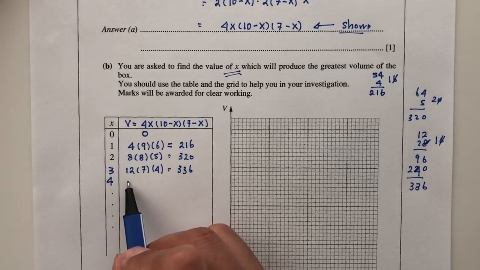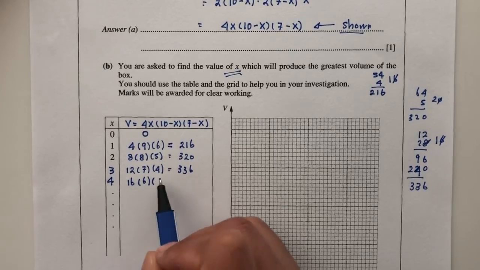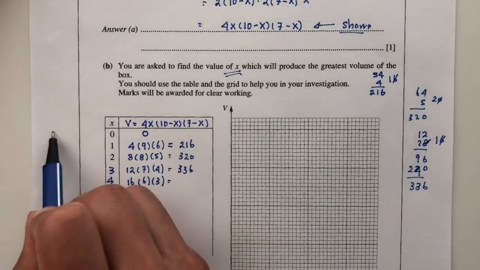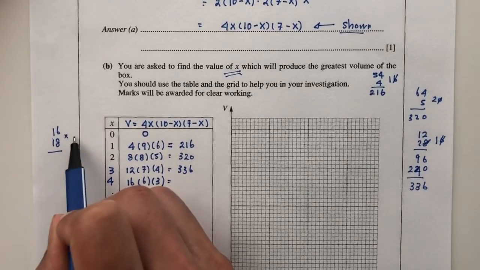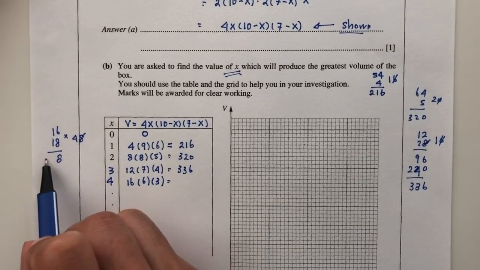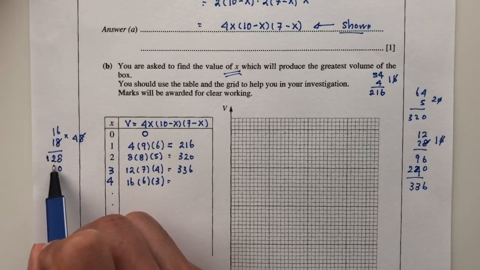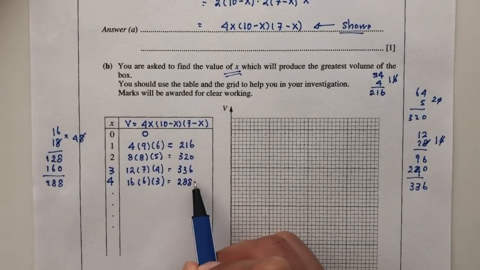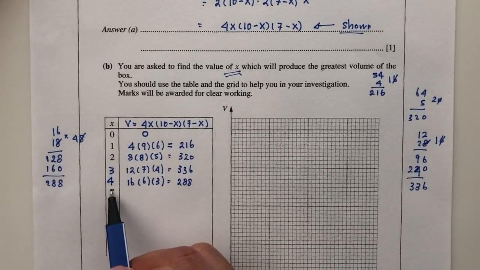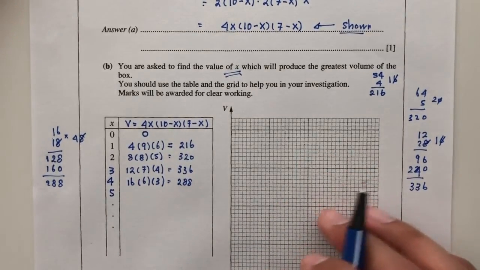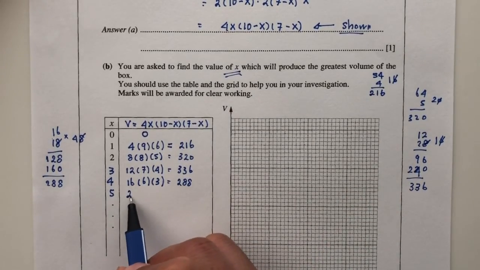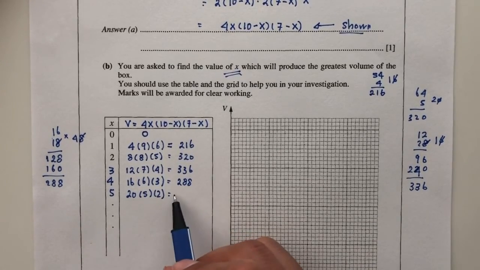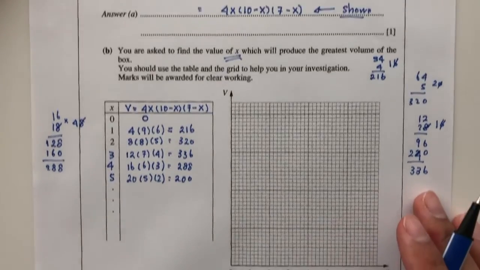So here we have 4, that will be 16 times 6 times 3. That will be 16 times 18, which is 288. So the value has gone down. What I like to do is find the next few values so we can plot the curve properly on this graph. So let's find 5. That will be 20 times 5 times 2, which is 10 times 20. That will be 200. Okay, so now we can try to plot the graph.